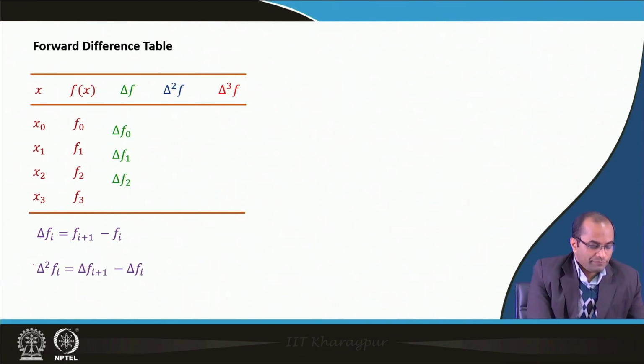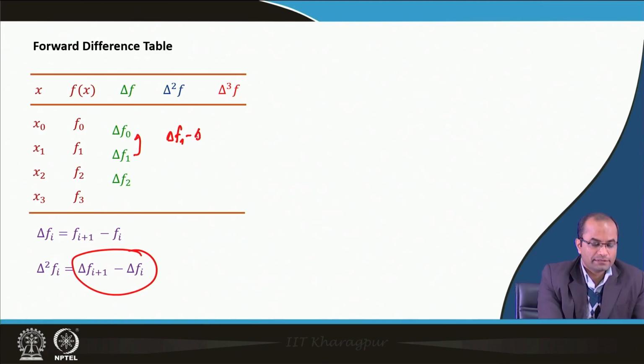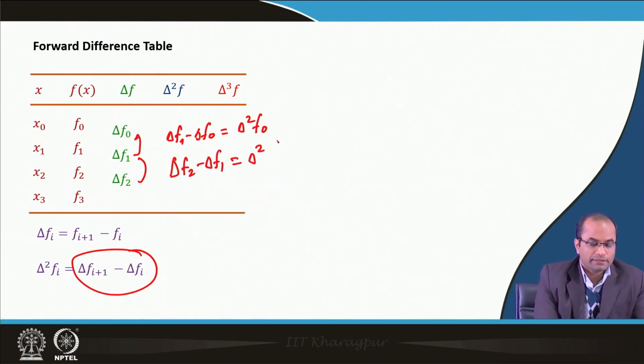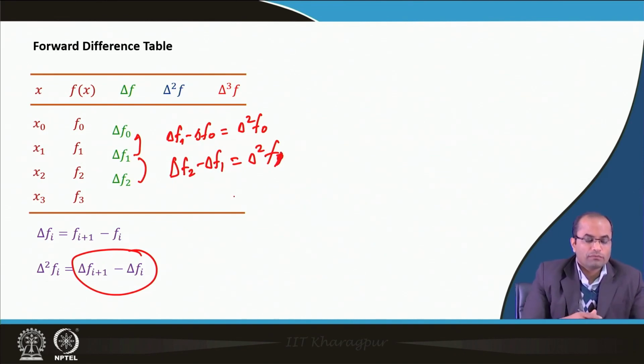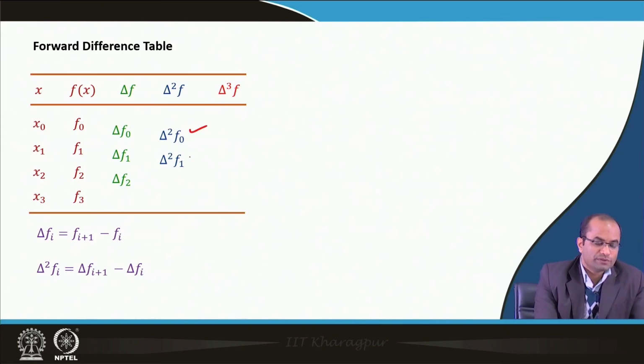Again, if we note here, the second order difference operator is nothing but, when we apply this operator, delta fi plus 1 minus delta fi. So again, we have obtained already the first order differences, that means these are the deltas here, and if we do the same exercise, we compute delta f1 minus delta f0, and as per the definition, this is nothing but delta 2 f0. And similarly, when we compute delta f2 minus delta f1, we will get delta 2 f1.